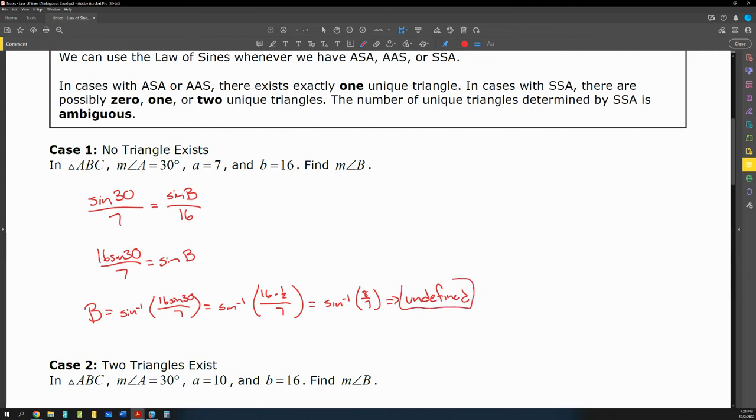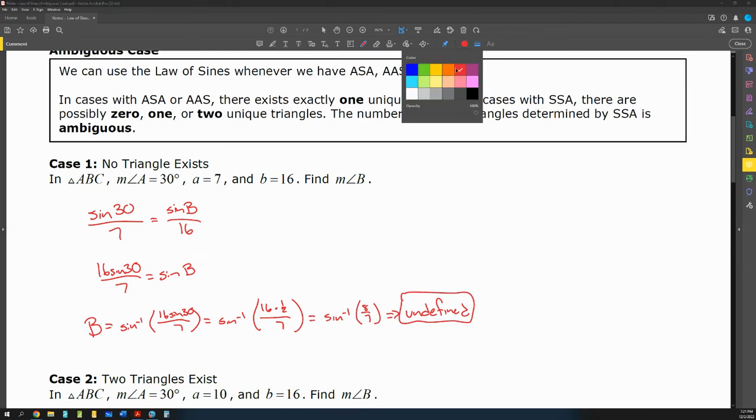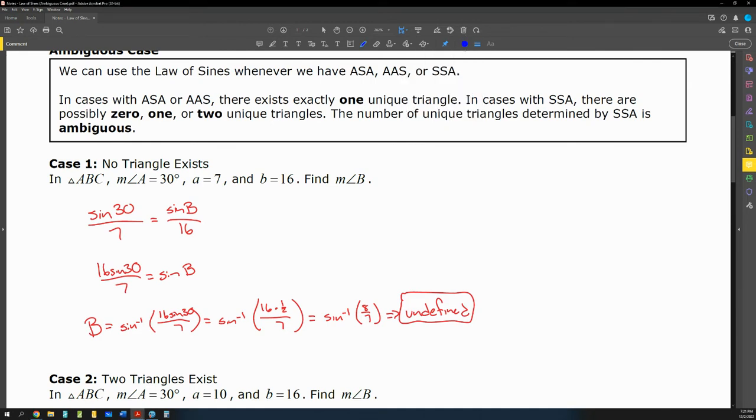Okay? So no such angle exists where we have the inverse sine of 8/7, or where the sine is equal to 8/7. Okay? I want to consider why this is the case. So if you have a different color, you can follow along with me. I'm going to choose blue.